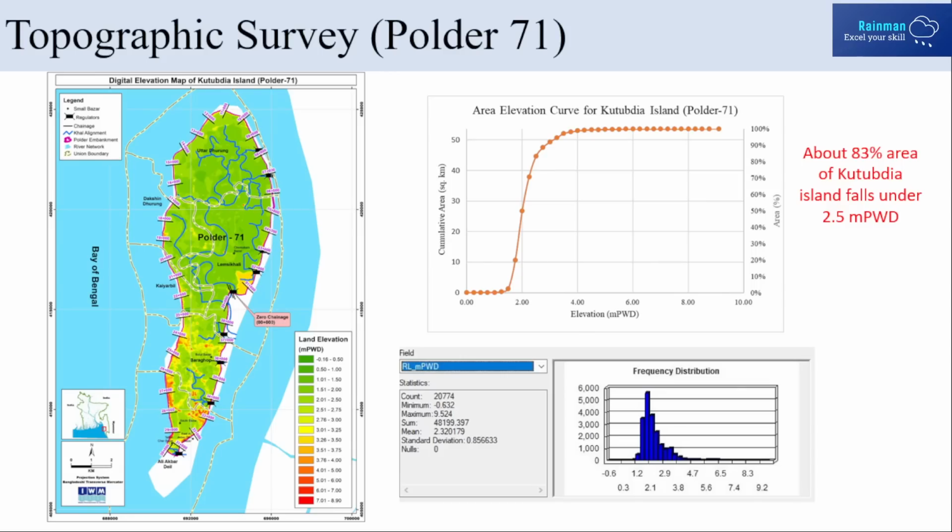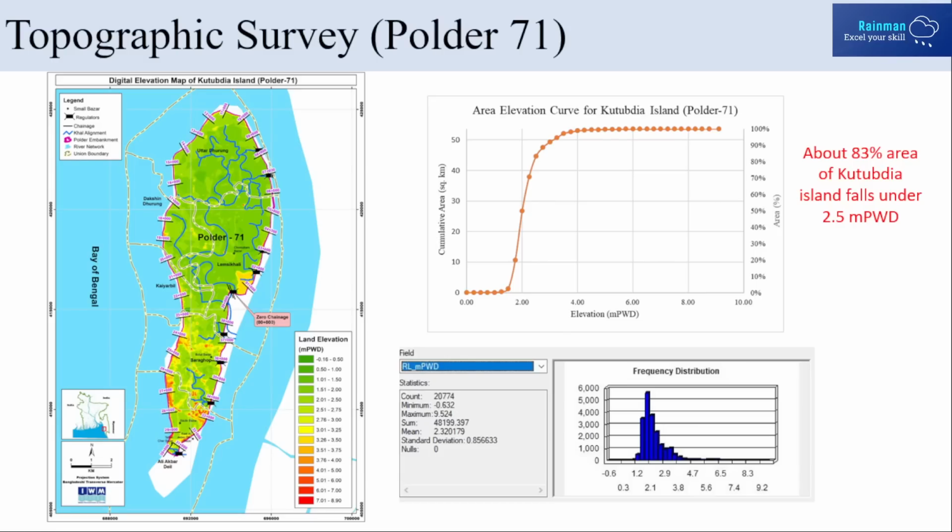In this video, I'm going to talk about what is area elevation curve and how to prepare area elevation curve. In this screen, you are seeing a dam of a polder, and it is polder 71. And to make a dam, you need to have a XYZ file, which is derived from the topographic survey.